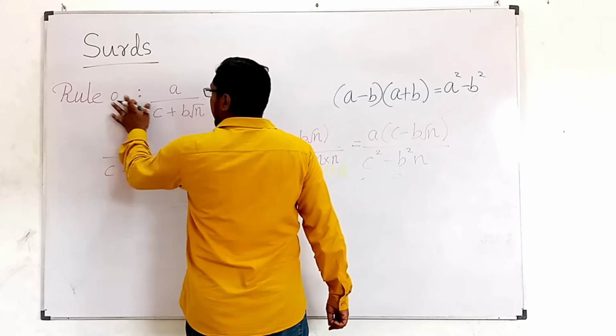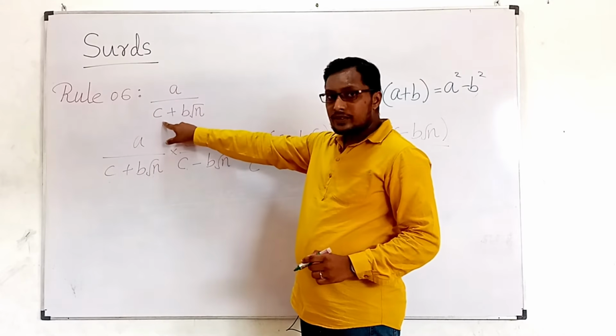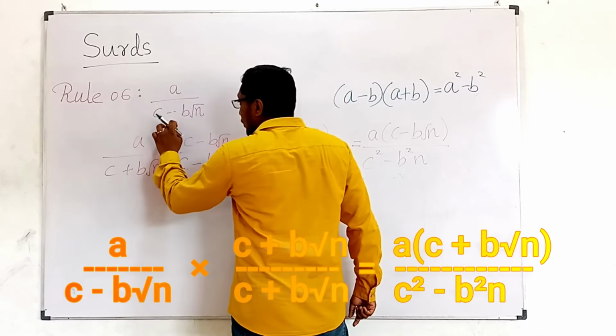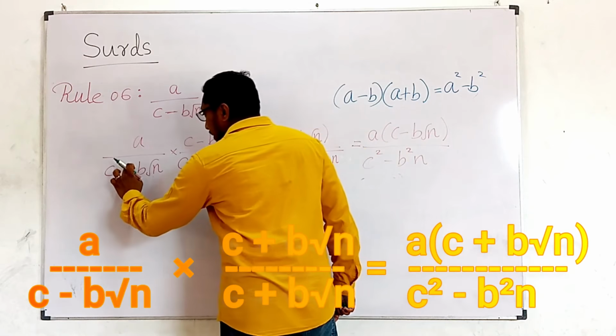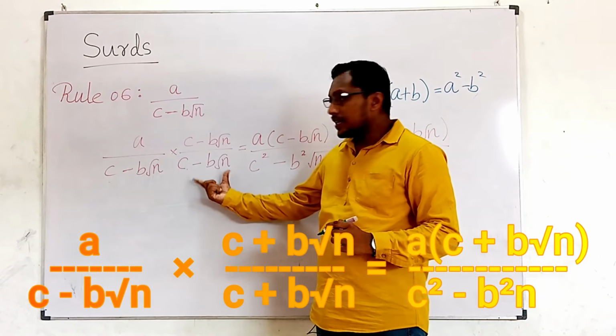Let's see what is rule number 6. So rule number 6 is pretty similar to rule number 5, so I'll show you how to change it. When it comes to rule number 6, in rule number 5 it was c plus b root 10. So here now it is c minus b root 10.